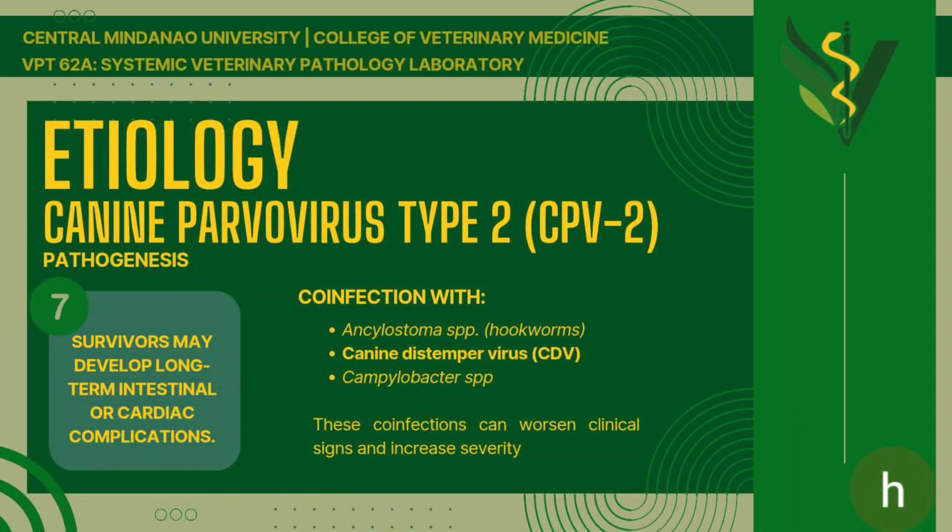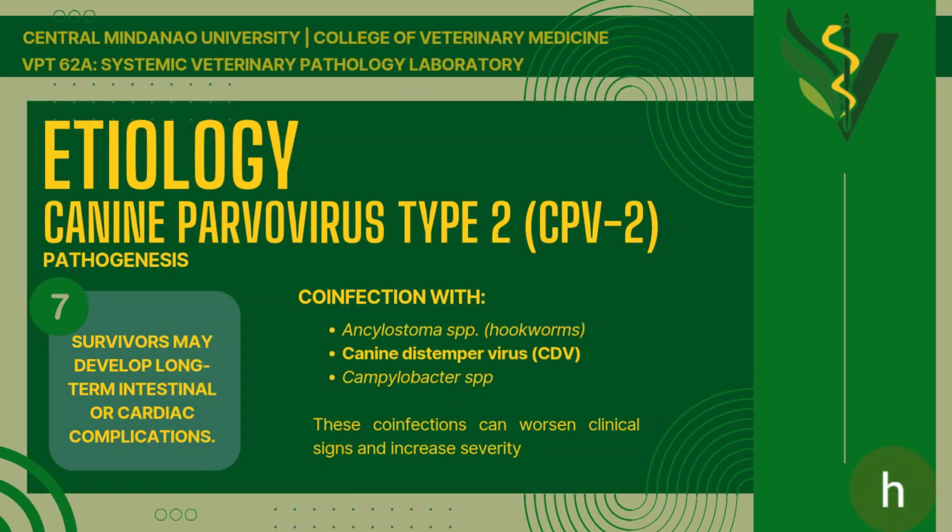In puppies less than 8 weeks of age, the virus may infect actively dividing cardiomyocytes. This results in myocardial necrosis and lymphocytic myocarditis, which can lead to acute heart failure, arrhythmia, pulmonary edema, or sudden death. However, this cardiac form is now rare due to widespread vaccination and vaccination of dams.